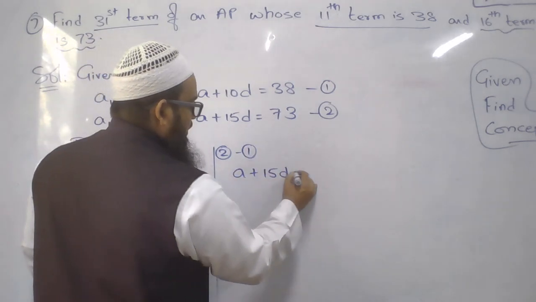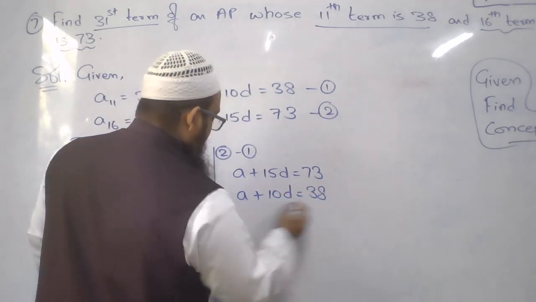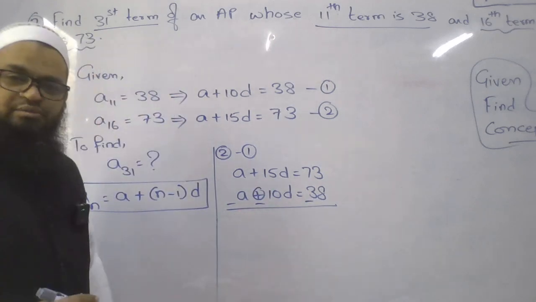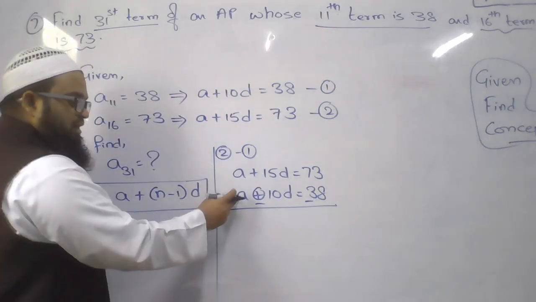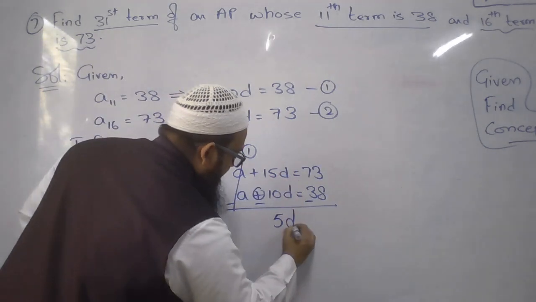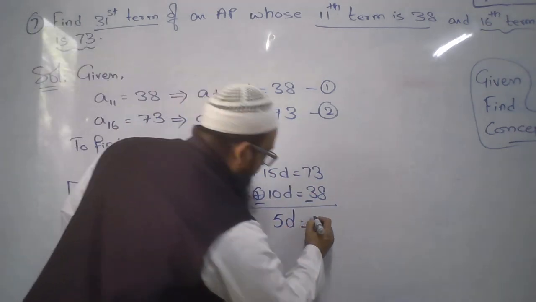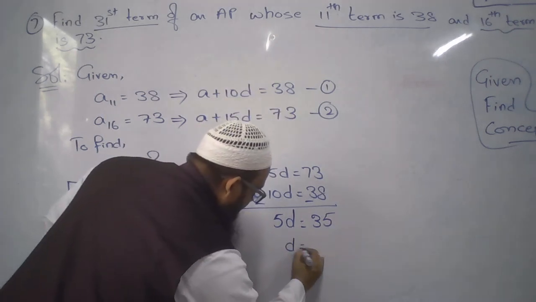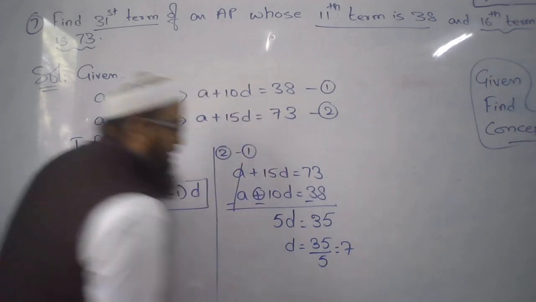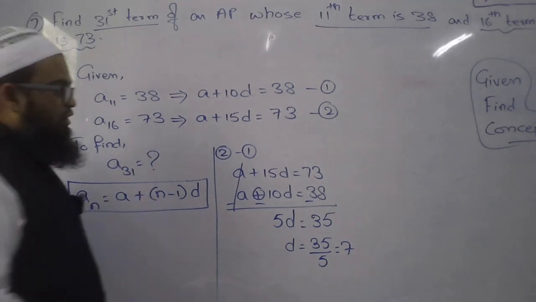a plus 15d equals 73 and a plus 10d is equal to 38. When you subtract, the signs of the terms in the second equation change. So a minus a becomes 0, and 15d minus 10d is 5d, equals 73 minus 38, which is 35. So d equals 35 divided by 5, that equals 7. So we got d is equal to 7. Now what are we supposed to do? Let us find a.